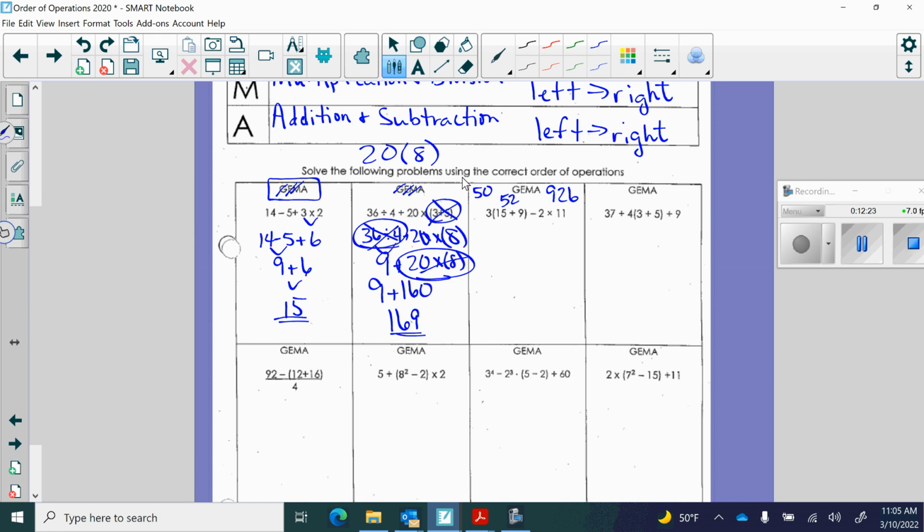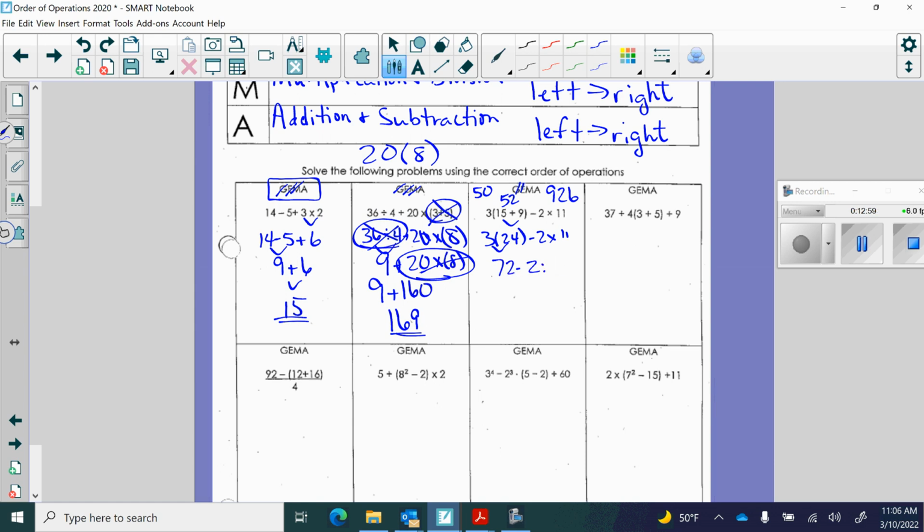Do I have any groupings? Yes. That's where I'm going to start. So 15 plus 9 is 24, minus 2 times 11. I rewrite everything else. Do I have any other groupings? No. Remember, once it's down to just a parenthesis, what does that mean when I have a number, parenthesis, number? Emma? Multiply. So I'm done with groupings. Do I have any exponents? No. Do I have multiplication or division? Yes, I go left to right. 3 times 24 gets me 72, minus 2 times 11.